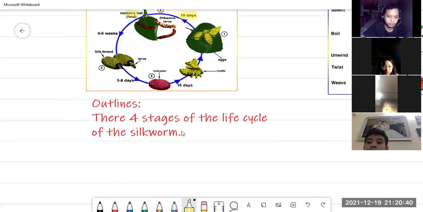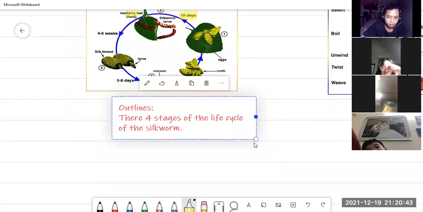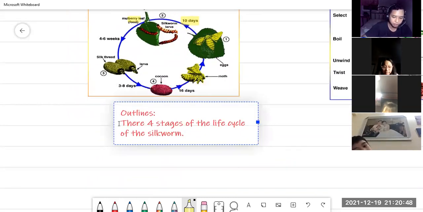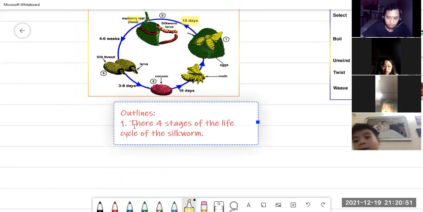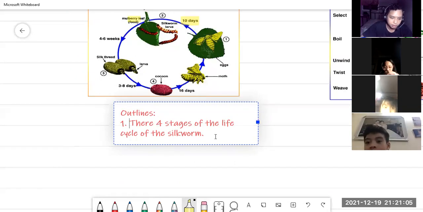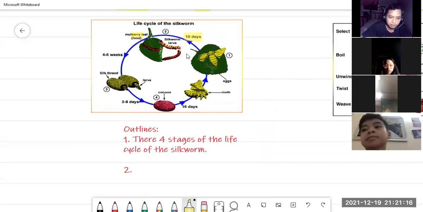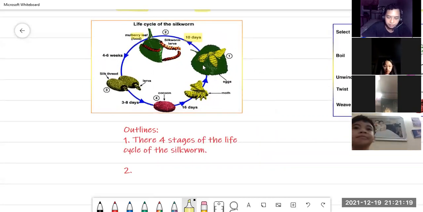Thao, can you read? There are 4 stages of the life cycle of the silkworm. Okay, so this is the first outline. Thúy, can you read this? There are 4 stages of the life cycle of the silkworm. Okay, next, outline number 2. What else can you see in here? What can we put more? Thao, do you have any ideas?